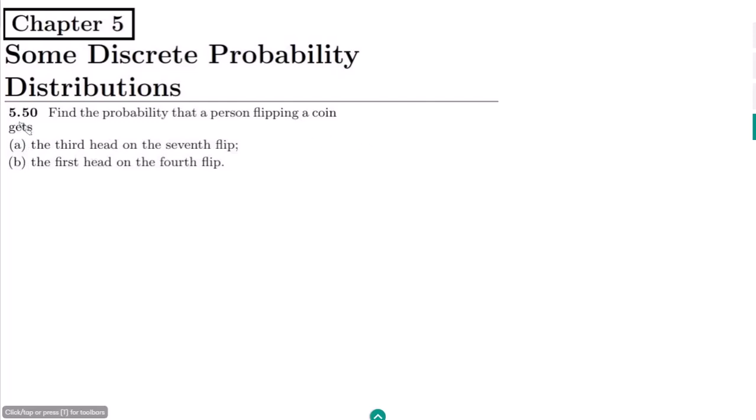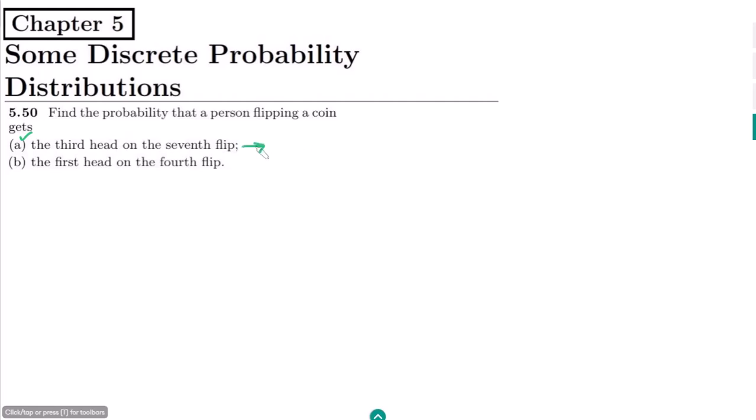Welcome back, guys. This is question 5.50 and the statement of this question is: find the probability that a person flipping a coin gets A, the third head on the seventh flip, B, the first head on the fourth flip. Okay, so in this question we will not only solve this question, but we will also try to understand the difference between the negative binomial probability and geometric distribution as well.